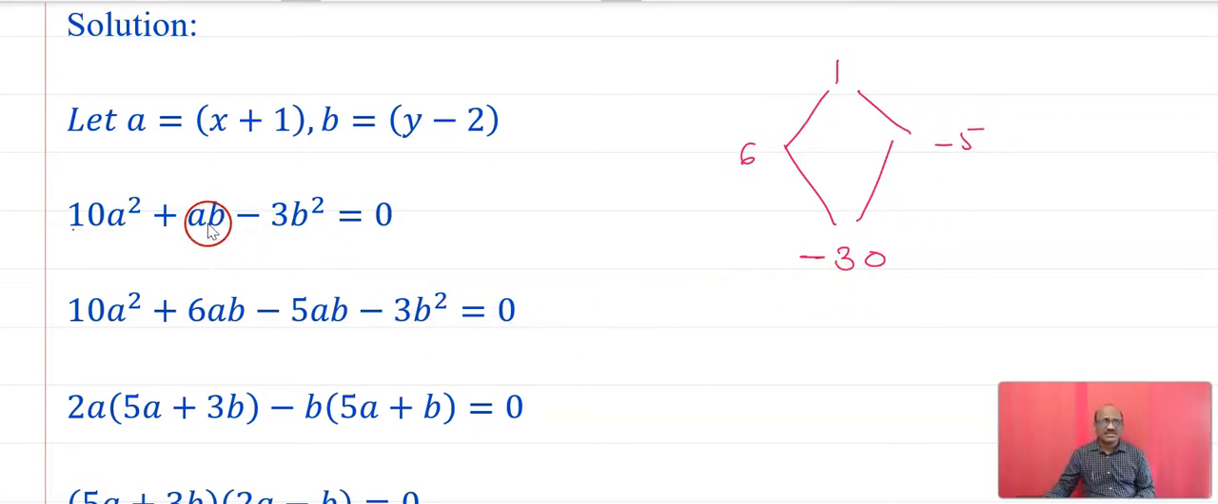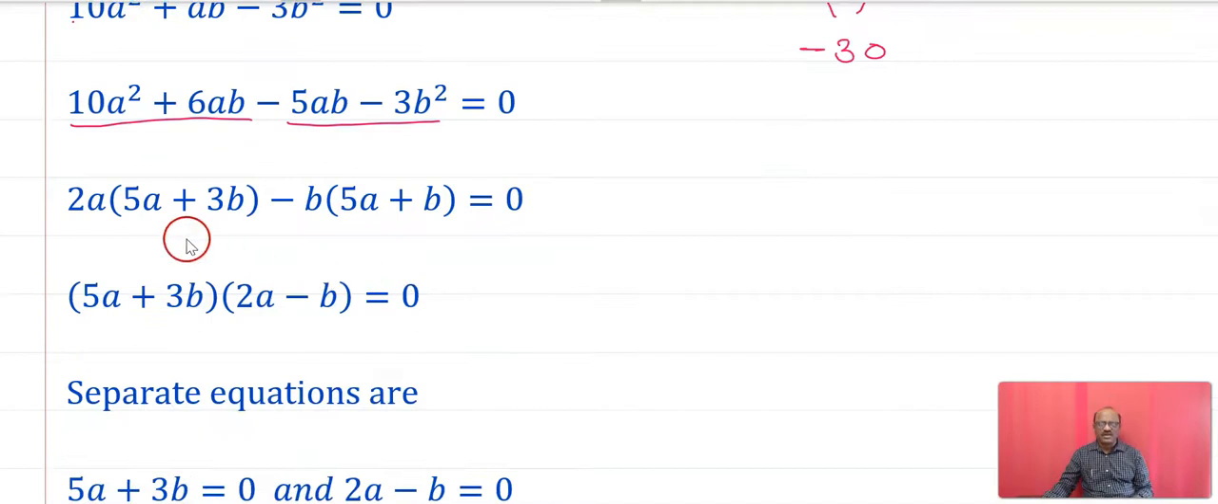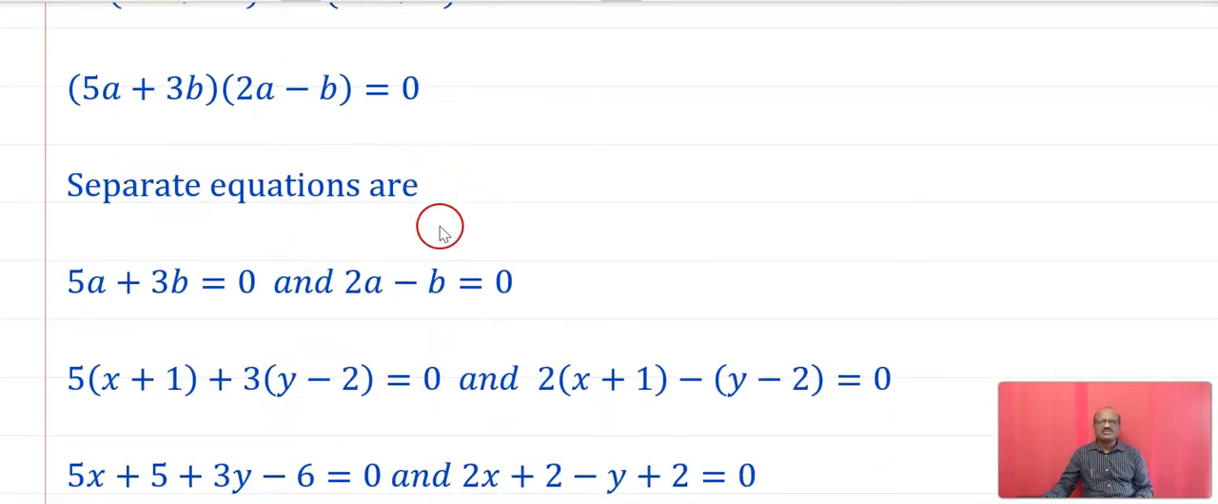Therefore ab can be factorized as 6ab minus 5ab and minus 3b square as it is. Okay, now from these two terms we will take common 2a, then in bracket you will get 5a plus 3b. From these two terms you can take common as minus b, then in bracket you will get 5a plus b, that's equals to 0. Therefore take the common 5a plus b, then what is the remaining in bracket? 2a minus b, that's equals to 0. The separate equations are 5a plus 3b is equals to 0, 2a minus b is equals to 0.